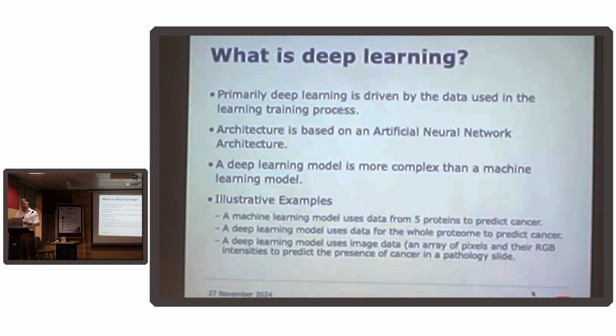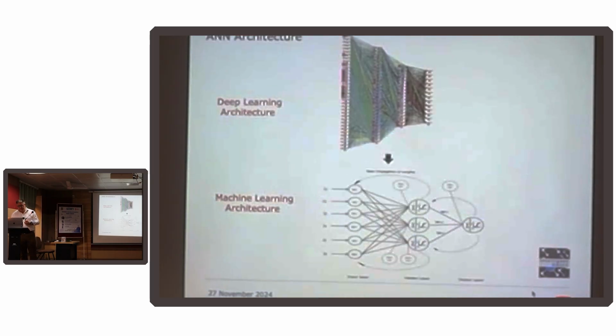So you see what I mean. The concept's relatively simple. Large complex networks are deep learning networks. Smaller networks are just machine learning. So essentially this is a deep learning architecture. This is just a shallow machine learning architecture.